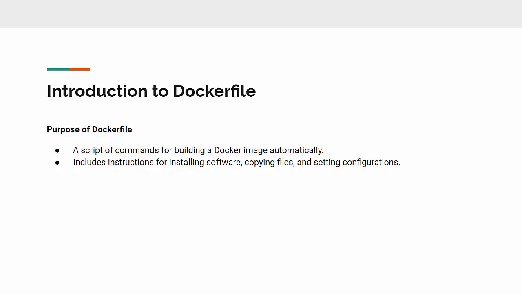Moving on, let's talk about the Dockerfile. Think of the Dockerfile as a recipe. It's a simple text document containing all the commands needed to build a Docker image. With the Dockerfile, Docker can automate the process of image creation, following the instructions line by line, just like following a recipe to bake a cake.